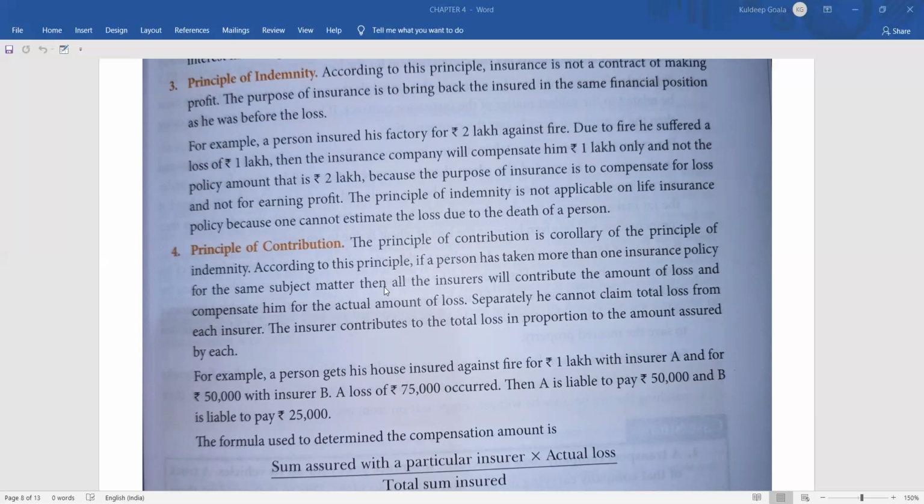It's not the case. Principle of contribution says that whatever loss is there, suppose you have insured with two companies and there is a loss of 1 lakh, then both companies will give you 50,000 each. Or if one has given 75,000, the other will give you 25,000. You will not get 1 lakh from both the companies. That is the principle of contribution. Okay, you will get only what you have lost. Whether you have made 10 insurances doesn't matter. Altogether, they are going to give you only 1 lakh rupees, right?